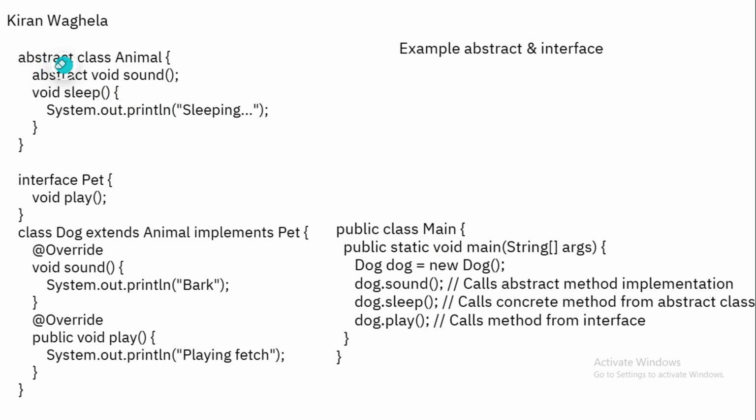An abstract class Animal is created, which has one abstract method and one method definition. Sound is an abstract method, and the other method with a method body is a sleep method. Separately, an interface Pet is created which has the method void play. We created the Dog class which extends the Animal class, which is an abstract class, and implements the Pet.